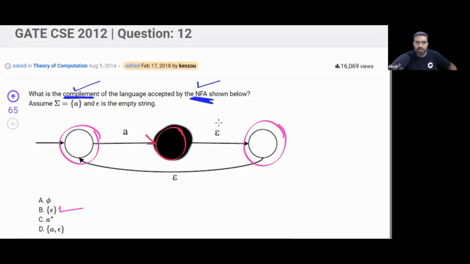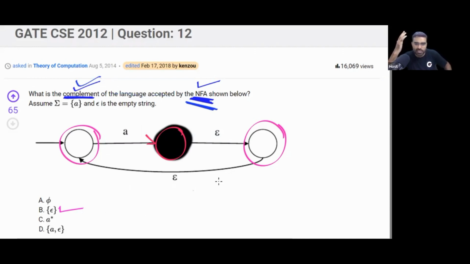Let me tell you, most students who fail in the exam have this type of habit. They don't read the question carefully. Many students who fail in the GATE exam will not read the question carefully. They will read only a few words. For example, they will see NFA, they will see complement. They will not see the remaining words. They will directly do this.